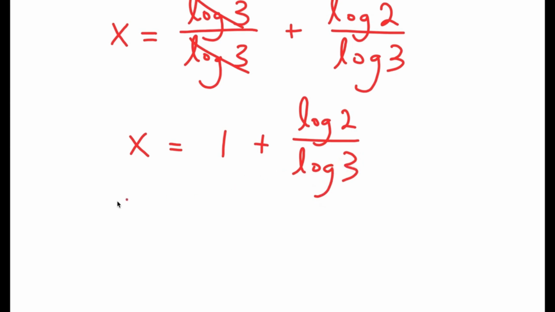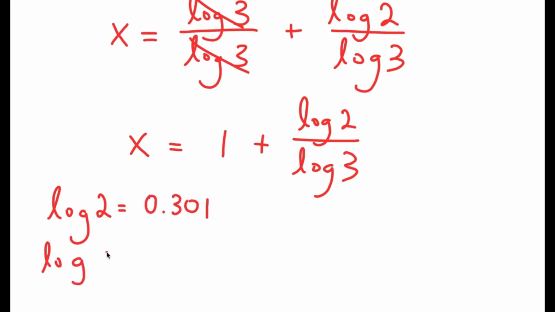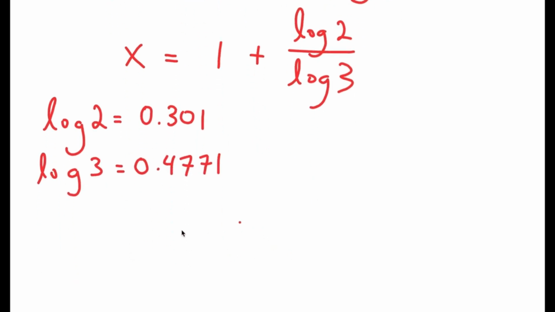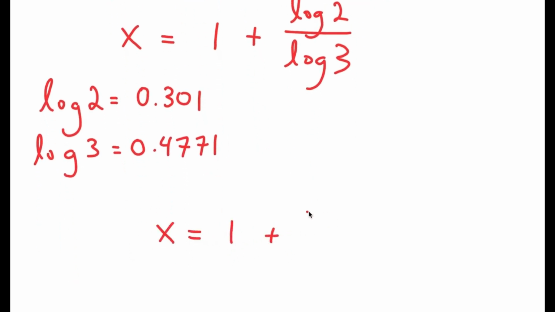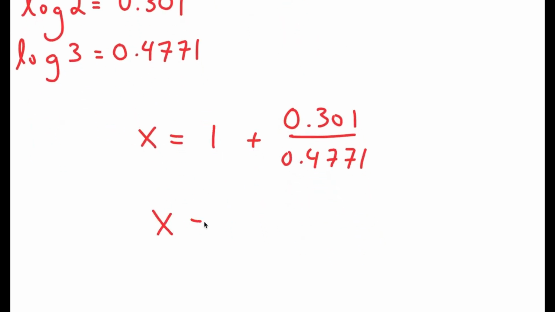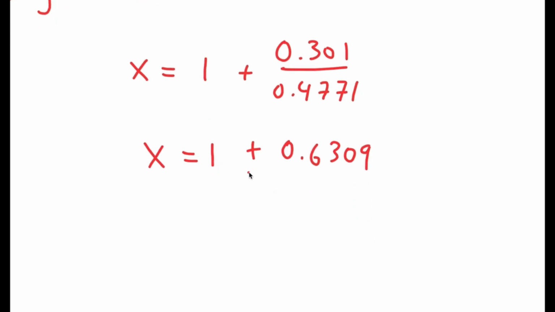Now, log of 2 is equal to 0.301, and log of 3 is equal to 0.4771. So I get x is equal to 1 plus 0.301 over 0.4771. And 0.301 over 0.4771 is 0.6309. So I have x is equal to 1 plus 0.6309, which is equal to 1.6309. So this is my solution.